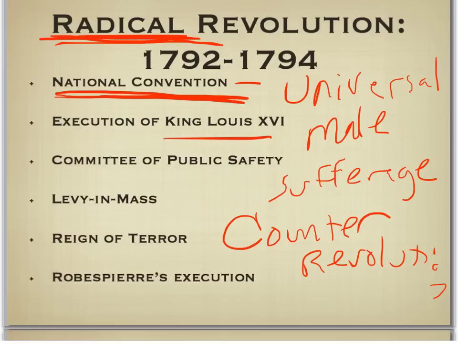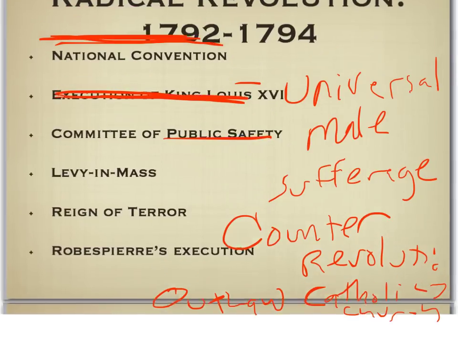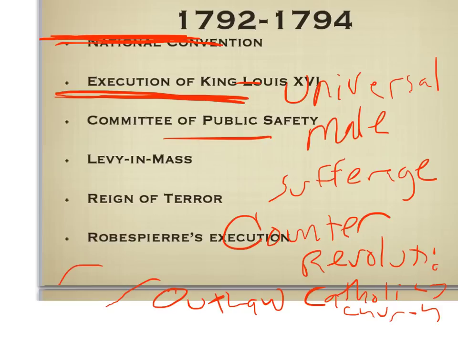The counter-revolution is not successful, though. The other thing that the National Convention does that fuels this counter-revolution and continues to make people extremely angry is they outlaw the Catholic Church. And the Catholic Church, along with the king, are the most important aspects of life to the majority of the poor French people. So this creates a particularly bad situation for the National Convention.